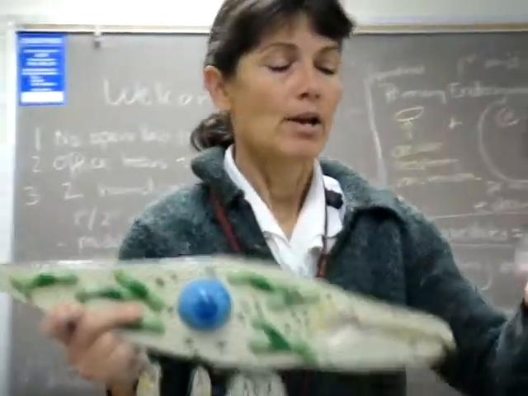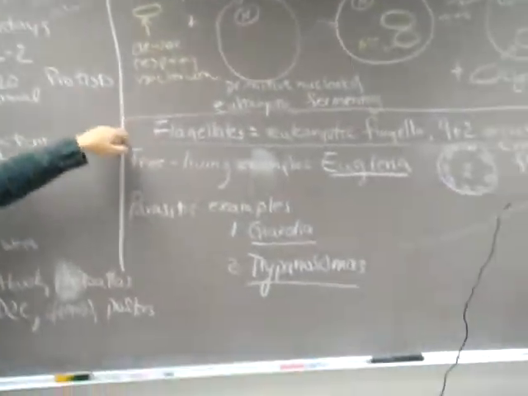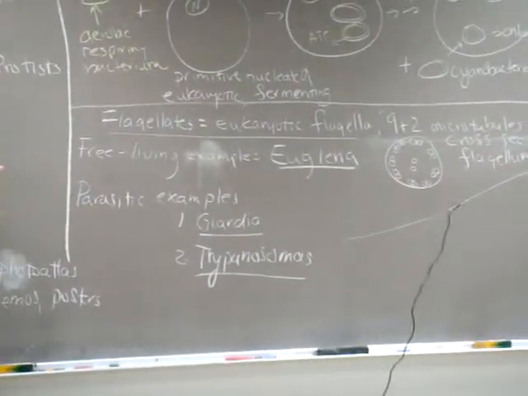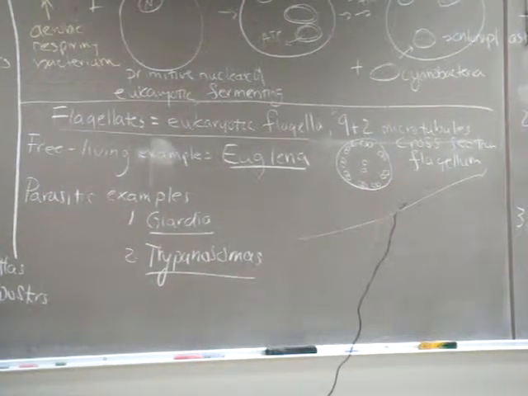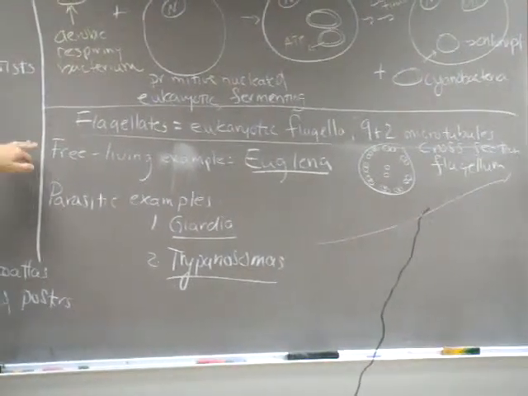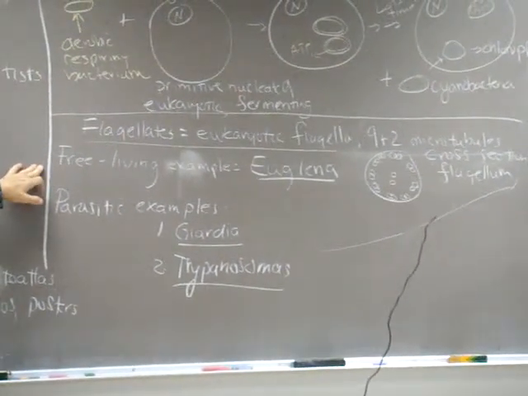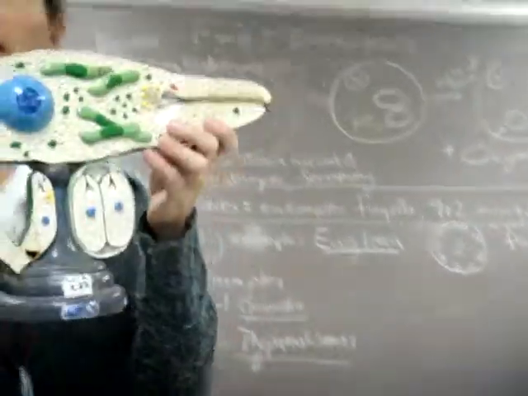Okay. All right. So if we look at protists that have flagella for motility, we call them flagellates, just as a general term. And we're going to look at a few different examples. Okay. The first one we'll take a look at is a free-living flagellate, Euglena. And this is our model of Euglena right here.